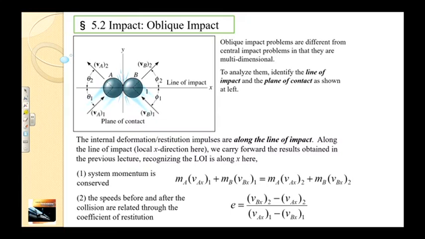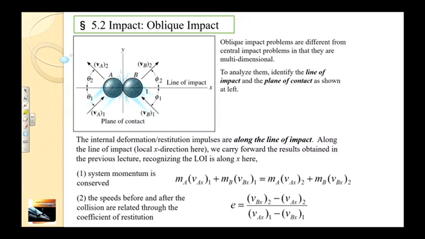So for the y direction here, I can write conservation of momentum for each particle. So what does that look like? The mass of A times the velocity of A before the impact, plus I can put an impulse in here, plus some impulse. I'll just call it an impulse. It's equal to mass of A, velocity of A after the impact.